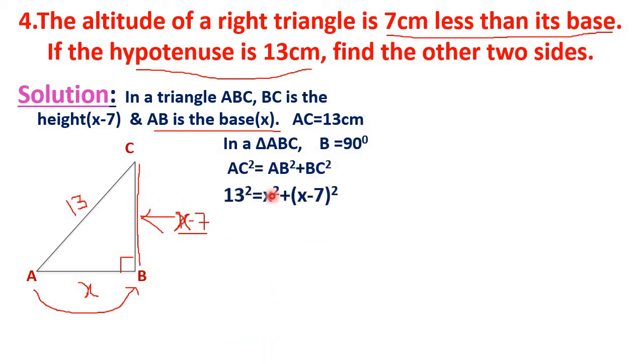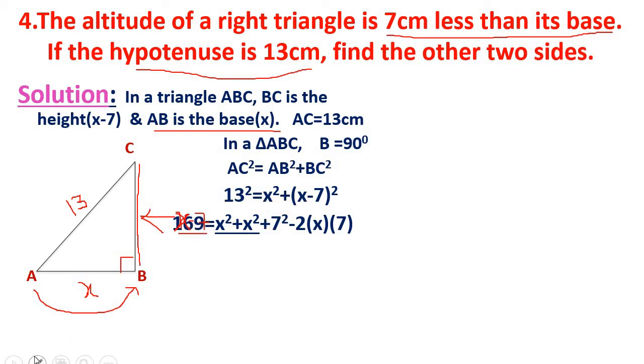Therefore we can write AC as 13 square, and AB is x, so x square, plus BC is x minus 7 whole square. Now the square of 13 is 169, which is equal to x square plus (x minus 7) whole square.